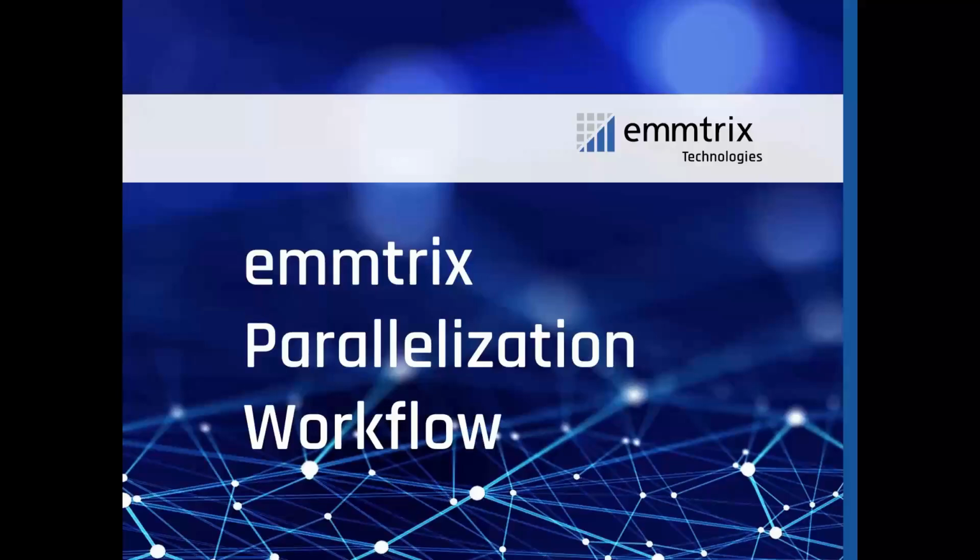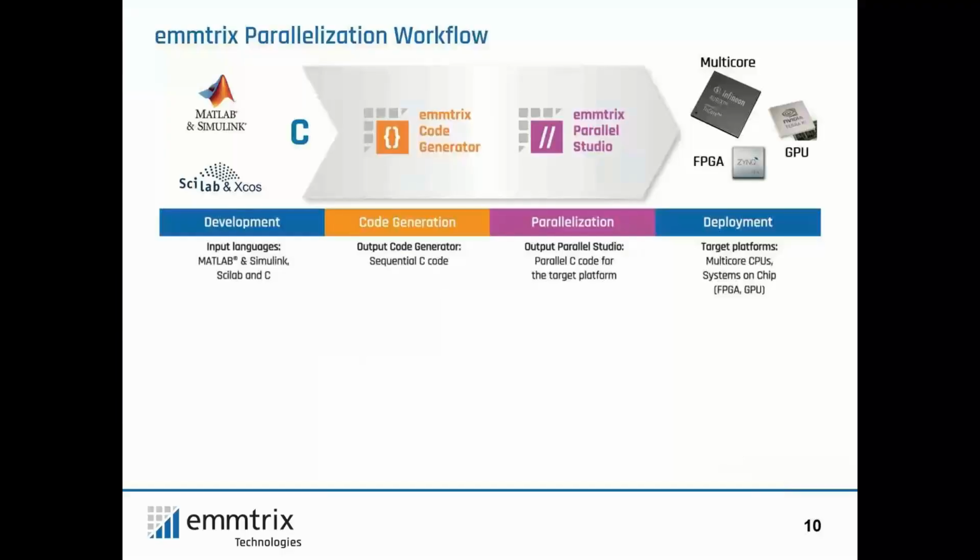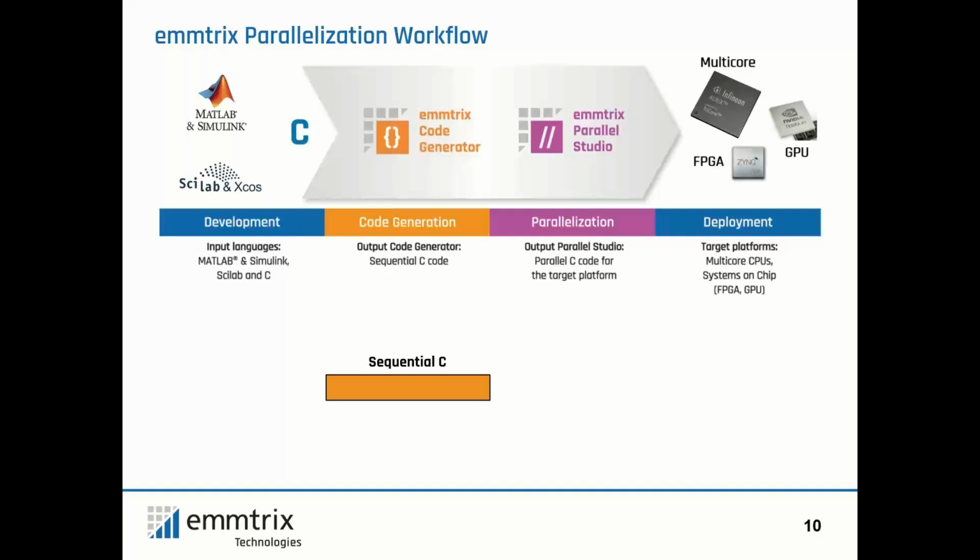So what you can say there is: parallel hardware needs parallel software. And the question there is, how do we actually program for such an architecture? The offering we are making is the MTrix parallelization workflow. If you look at our workflow, our two main products are the MTrix Code Generator and MTrix Parallel Studio. In our flow, you can start from different input models or programming languages. You can start from Simulink models or from MATLAB code, but you can also start from C code. In the first step, we generate sequential C code from the Simulink models or the MATLAB script, which will then, in a second step, be parallelized by MTrix Parallel Studio.